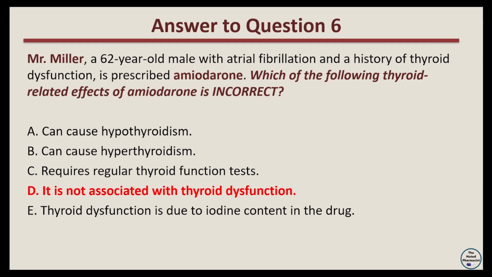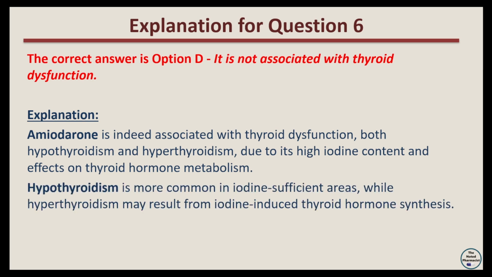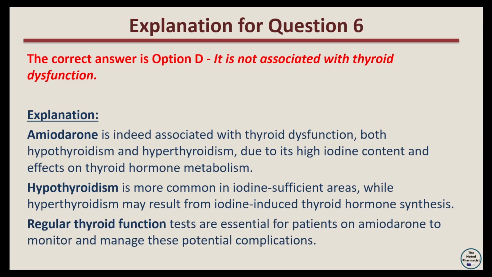The correct answer is option D, it is not associated with thyroid dysfunction. The explanation is that amiodarone is indeed associated with thyroid dysfunction, both hypothyroidism and hyperthyroidism, due to its high iodine content and effects on thyroid hormone metabolism. Hypothyroidism is more common in iodine-sufficient areas, while hyperthyroidism may result from iodine-induced thyroid hormone synthesis. Regular thyroid function tests are essential for patients on amiodarone to monitor and manage these potential complications.